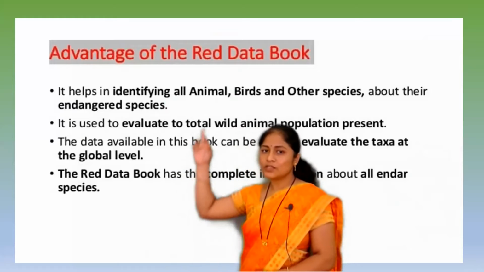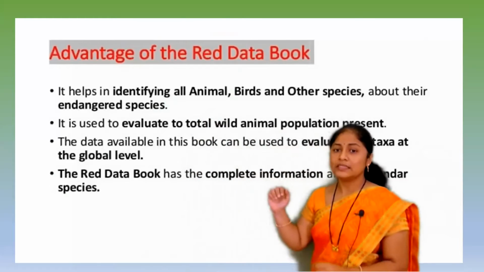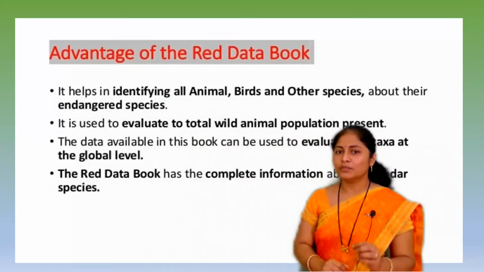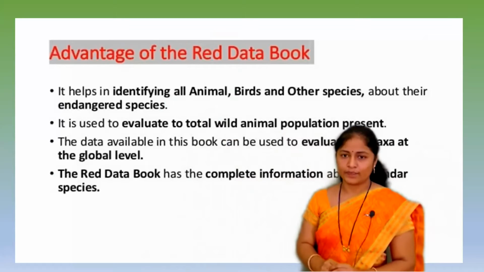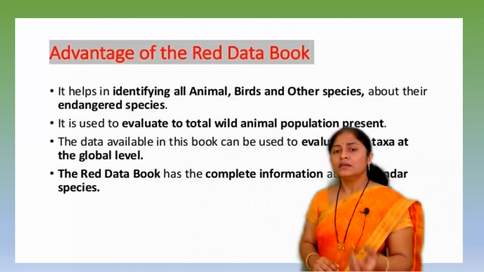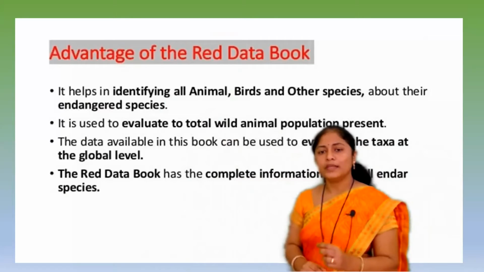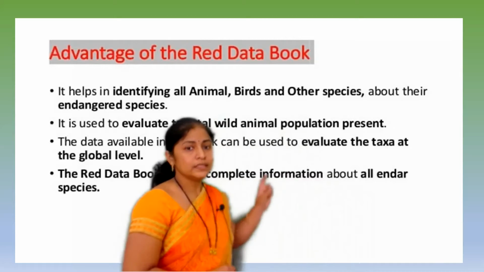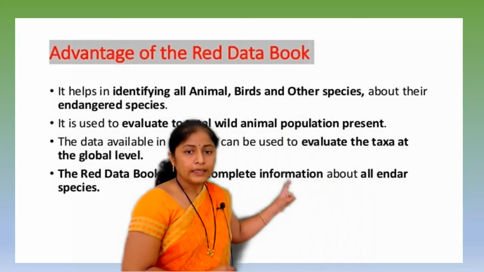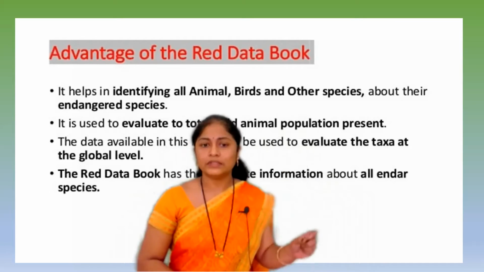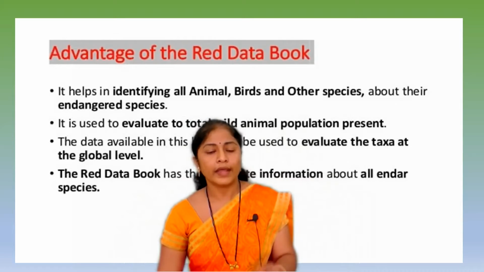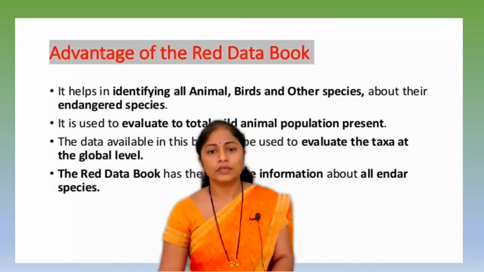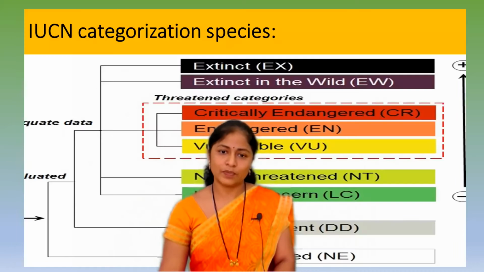Now, let us go toward the advantages of this data book. My dear students, the book is very helpful to identify all the different species of animals, birds, as well as other living organisms. It is also very helpful to know about the population of each and every species. And again, this book consists of the data on the red page about the extinct and more endangered species. So this Red Data Book is very, very helpful to conserve the endangered species.